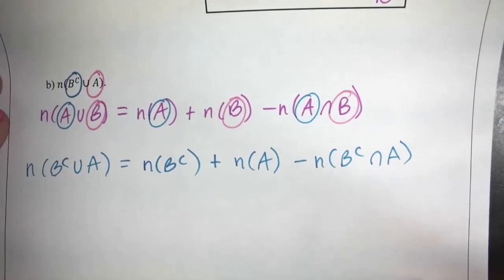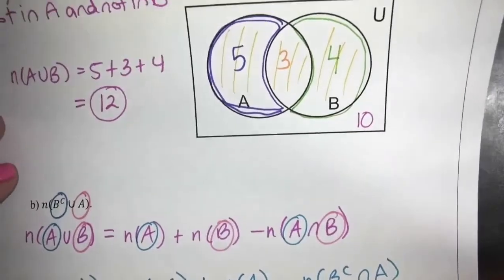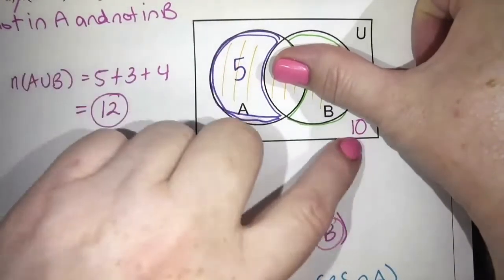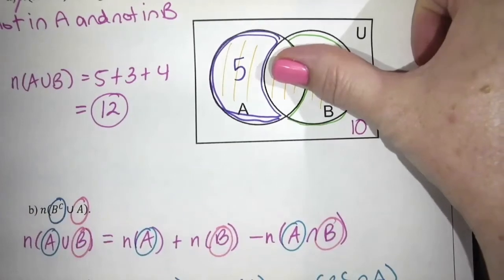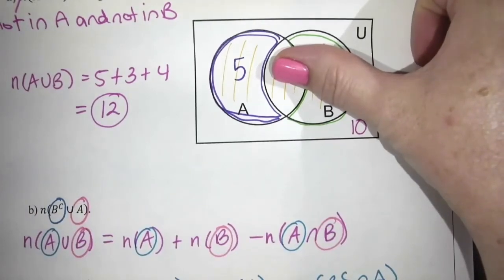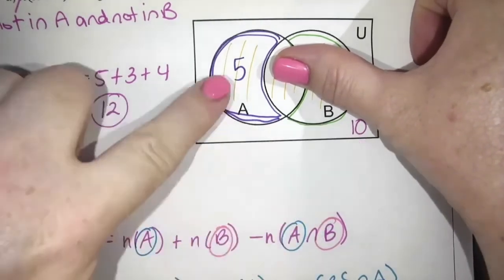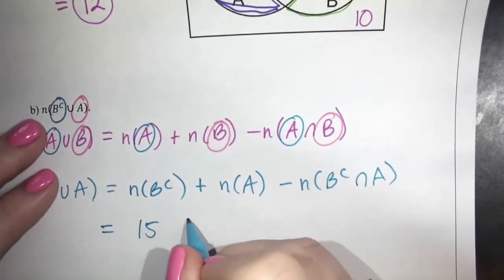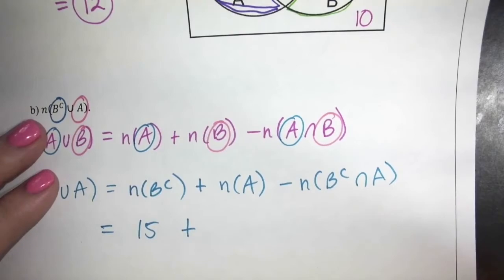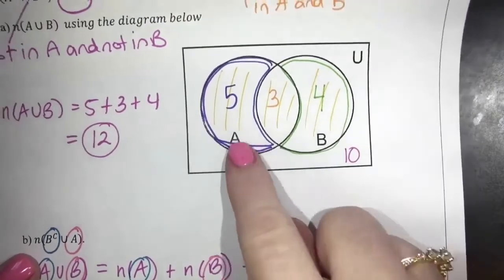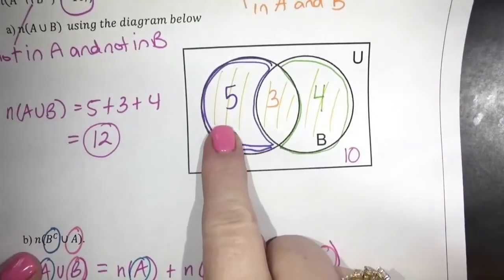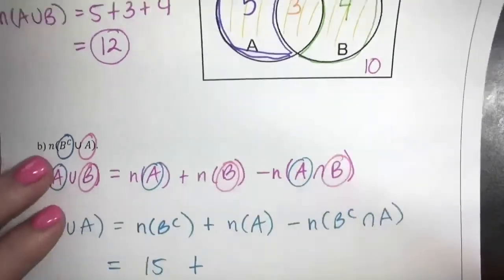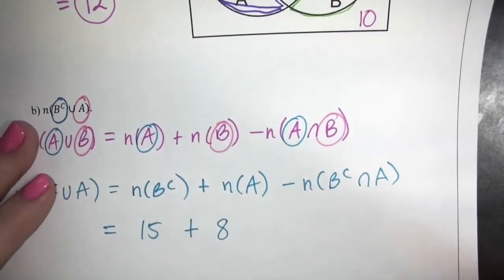So let's look up at our picture. Number not in B, B complement. So cover up B, not B is everything else. Don't forget the 10. A lot of people say 5, and of course that's wrong, because the total that's outside of B is 10 plus 5, so 15. So that's not in B, so 15 plus number in A. Again, the number in A is the whole circle A, so it's not 5. The number in all of A would be 5 plus 3. So the number in A here would be 8.